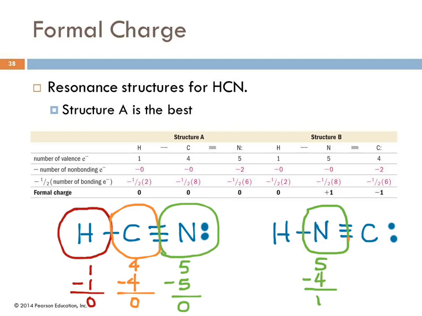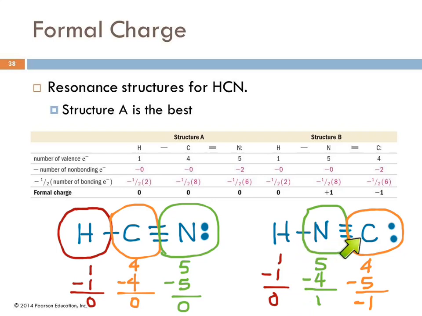And here's carbon. Carbon has 4 electrons by itself. And in this structure, it has how many? 5. So 4 minus 5 is minus 1. And then, of course, hydrogen is almost always 0. So in this structure, everybody has a 0 formal charge. And over here, carbon has a minus 1 formal charge. Nitrogen has a plus 1 formal charge.